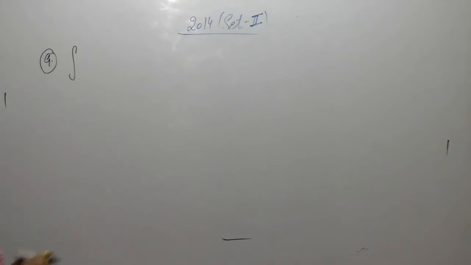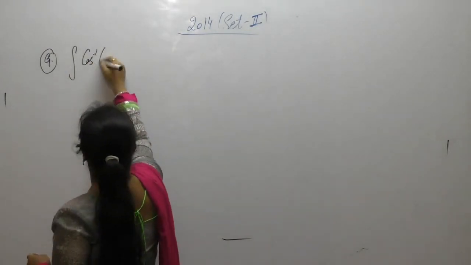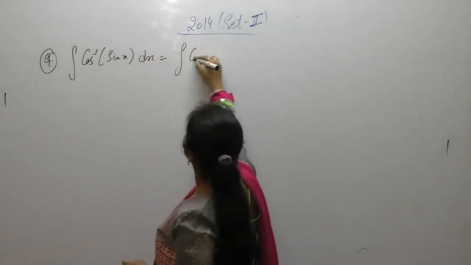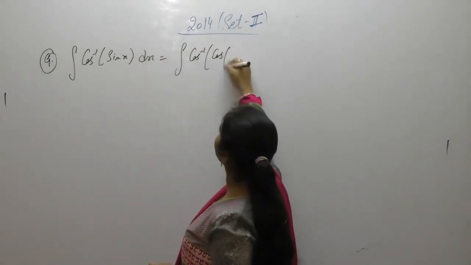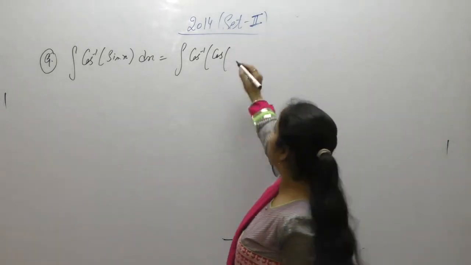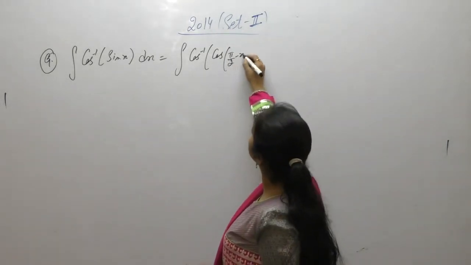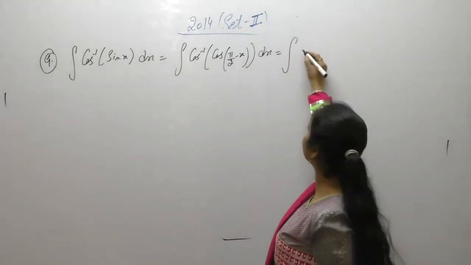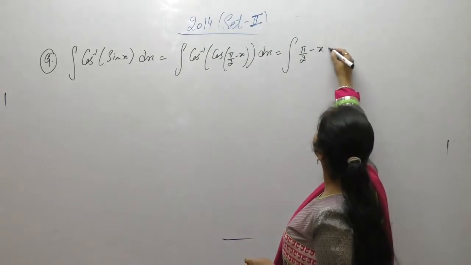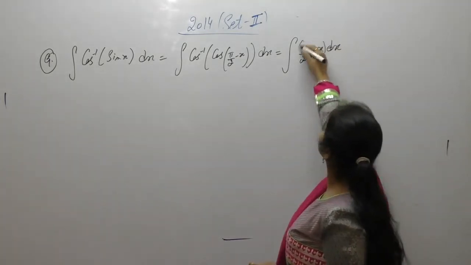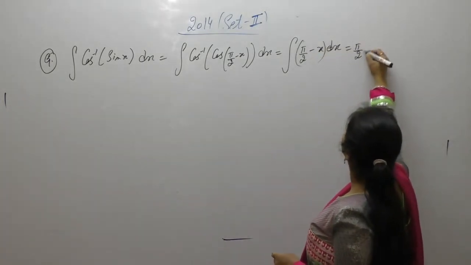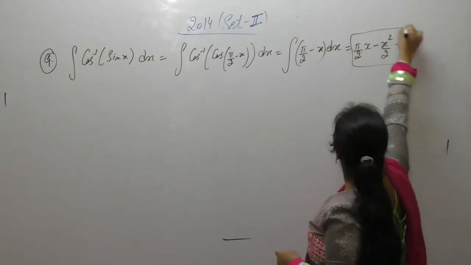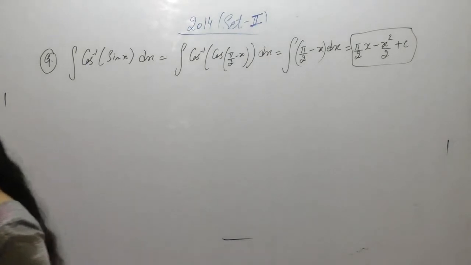Evaluate the integral of cos inverse sin x dx. We can write sin x as cos of (90 minus theta) is sin theta. So here we have x, so cos of (pi by 2 minus x). Cos inverse and cos will get cancelled. Pi by 2 minus x dx. Pi by 2 is constant. Integral of 1 is x, integral of x is x square by 2 plus c.